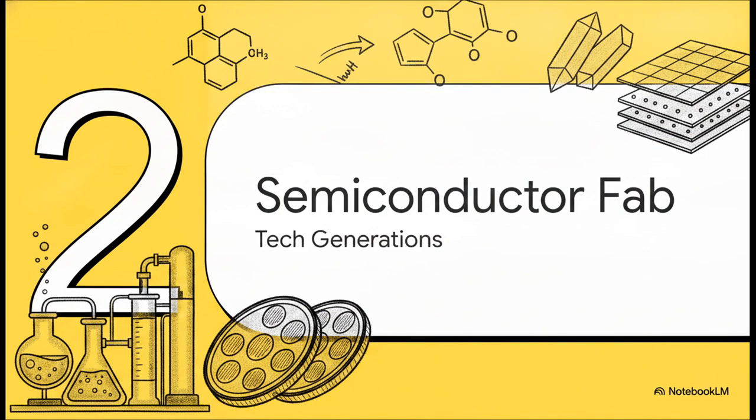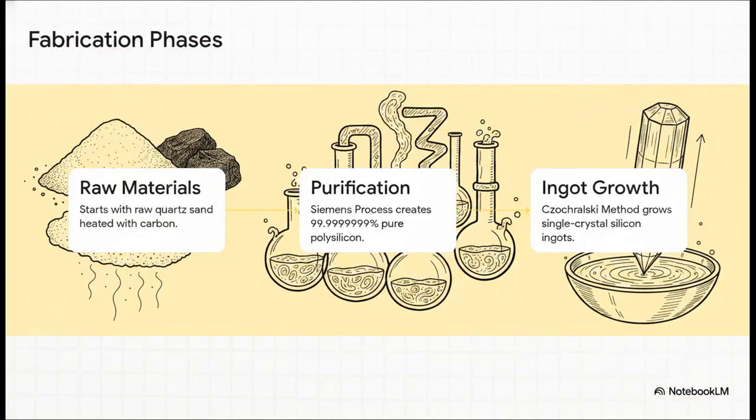Moving right along to Section 2, Semiconductor Fabrication and Technology Generations. Okay, it is time to transition from theoretical physics over to rigorous chemical engineering. Let's see how this all builds up from raw materials. Believe it or not, we literally start with raw quartz sand, silica. First, we heat it with carbon to strip away the oxygen. But honestly, that's just not pure enough for what we need.